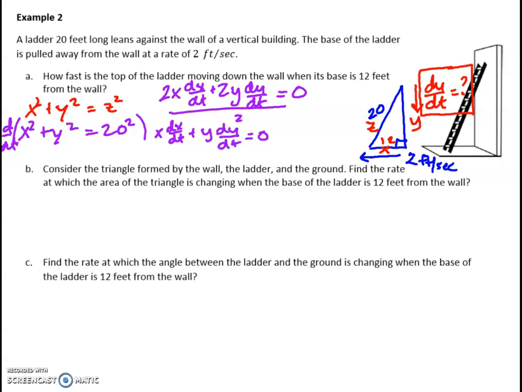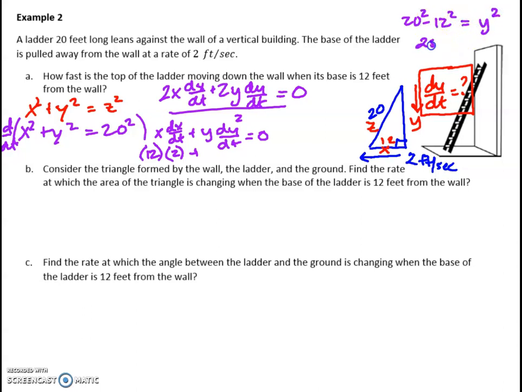All right, then I'm going to plug in what I know. Well, let's see. I know that x, the x side that I've labeled, is 12. I know that the rate of change is getting bigger at a rate of 2. I know, oh, I don't know my y value. How am I going to get that? Well, I know 2 of the sides of my right triangle, so I can just work backwards using the Pythagorean theorem.